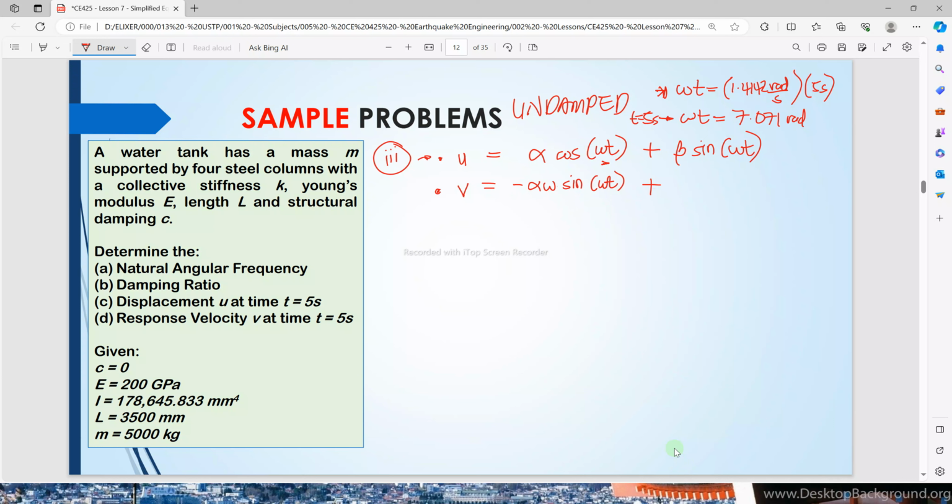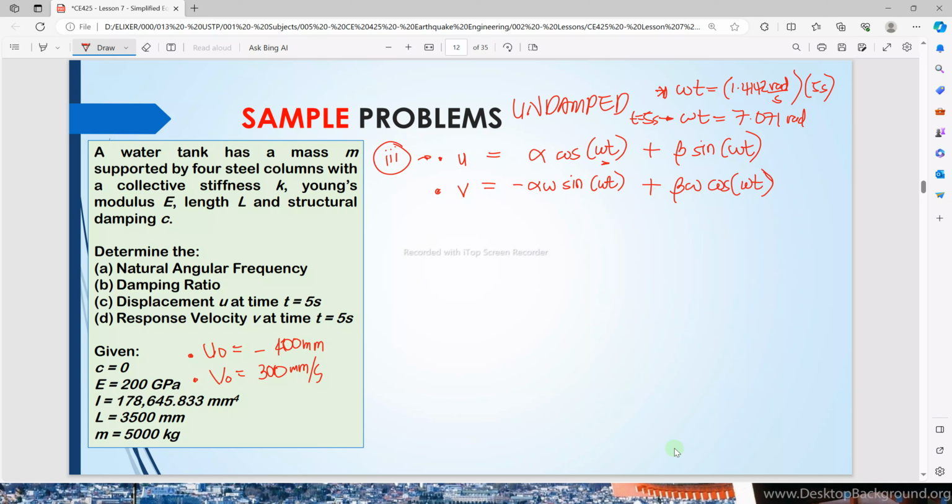This u-dot is just the derivative of displacement, so the velocity is equal to negative alpha omega sine omega t plus beta omega cosine omega t. I forgot to include the initial displacement: u naught is equal to negative 400 millimeters, and the initial velocity is equal to 300 millimeters per second.